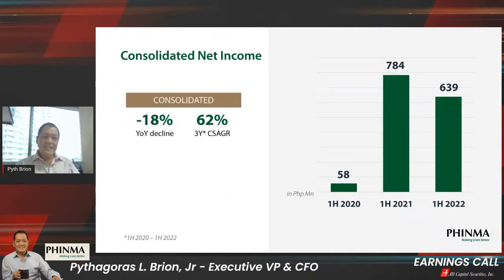Shall we go to the next slide? On consolidated income this year in the first half is 639 million as against 784 million last year. And again, this is because of increases in cost, particularly in our construction materials business, but the cost increase has been true in all segments. But despite that, I'd like to emphasize the way income has held up fairly well.